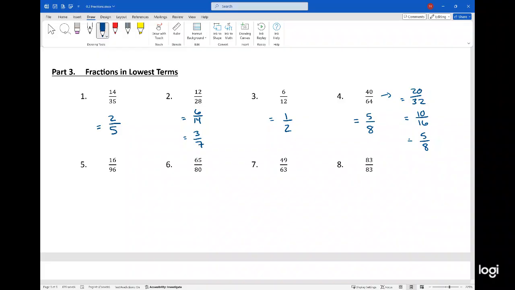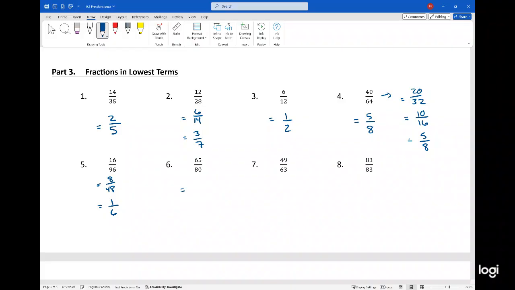All right, 16 over 96. Now, I think that's divisible by something large, but you know what? I'm going to just do this the easy way. Divide top and bottom by 2, and that'll be 8 over 48. And then I'm going to notice that actually, yeah, both of those are divisible by 8. So that's 1 over 6.